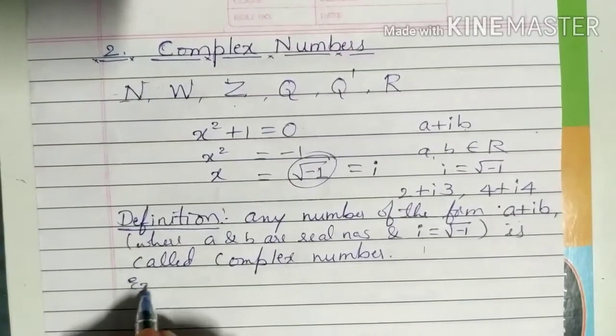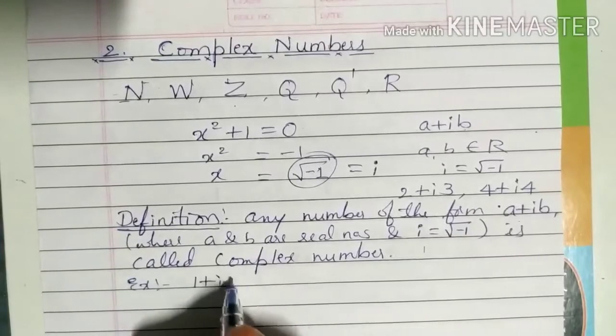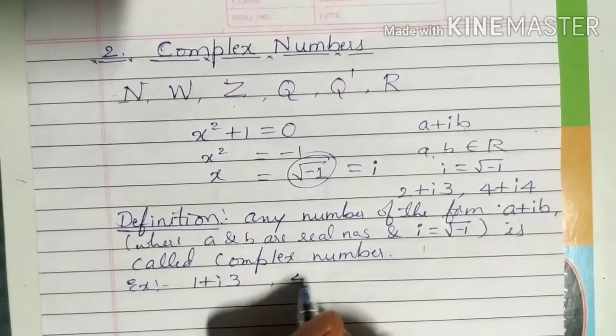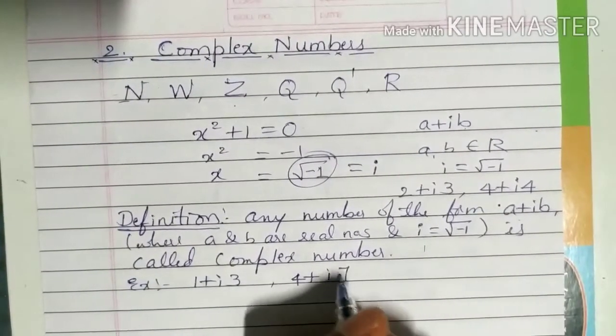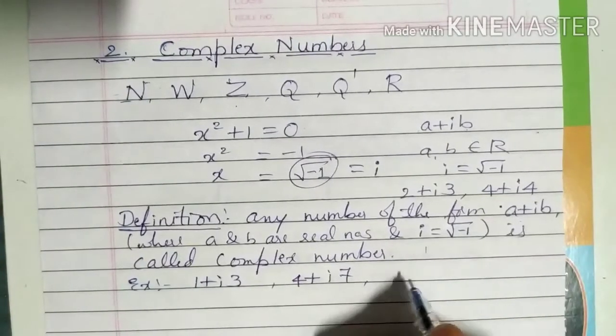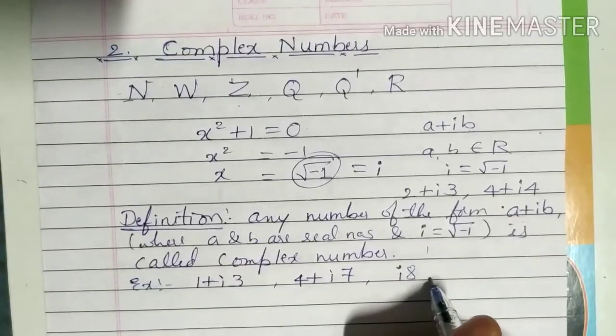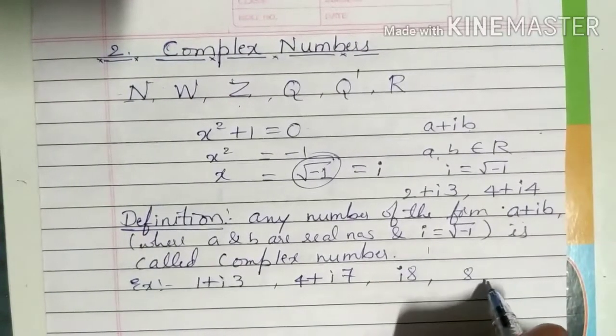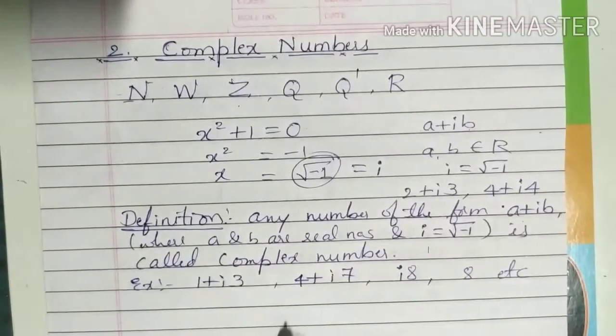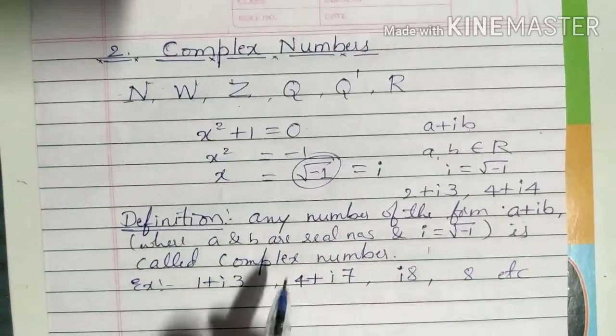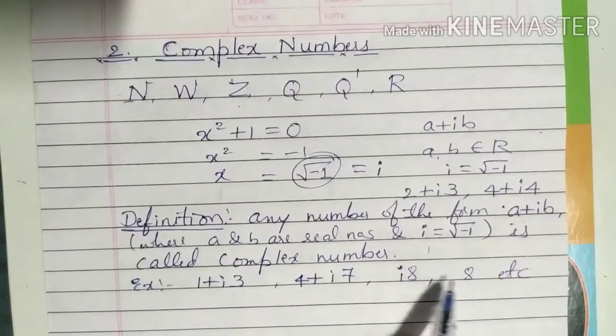Some examples we can give: 1 plus i3, or 4 plus i7, or you can also write i8, only i8. Similarly you can write 8, etc. I will explain later why i8 and 8, which is a real number, are also complex numbers.